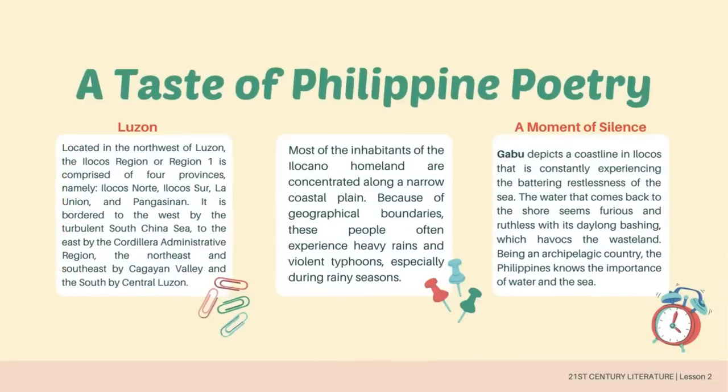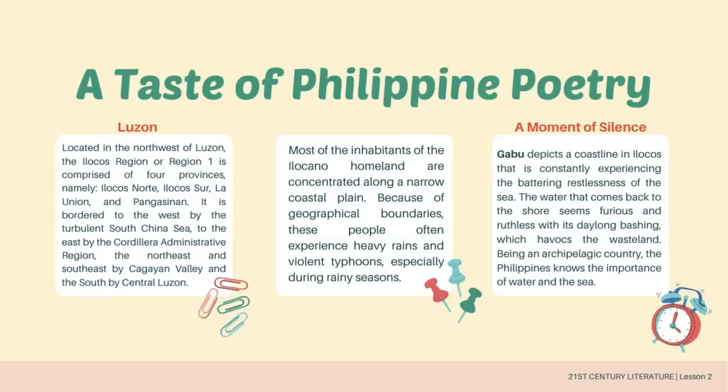Let us have a taste of Philippine poetry. Let us begin at the first region, which is Luzon. Located in the northwest of Luzon, the Ilocos region or Region 1 is comprised of 4 provinces, namely Ilocos Norte, Ilocos Sur, La Union, and Pangasinan. It is bordered to the west by the turbulent South China Sea, to the east by the Cordillera Administrative Region, the northeast and southeast by Cagayan Valley, and the south by Central Luzon.